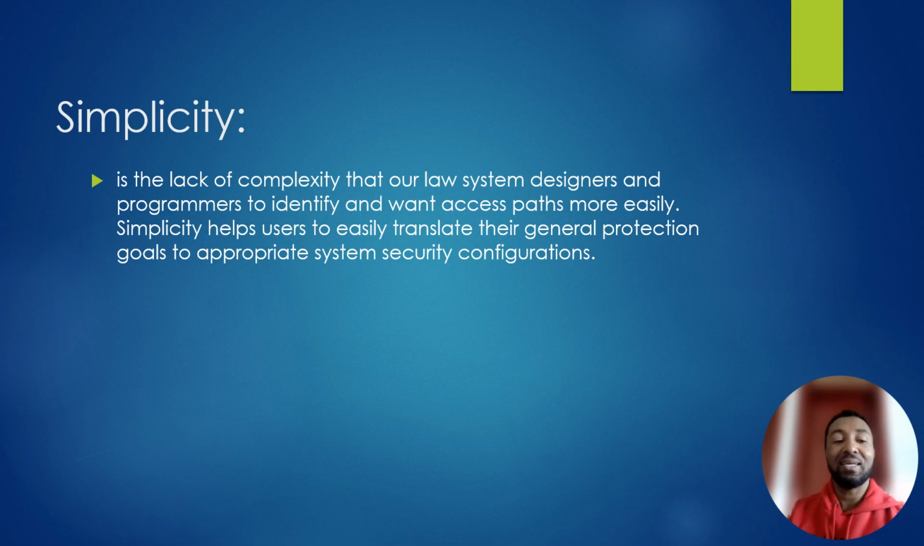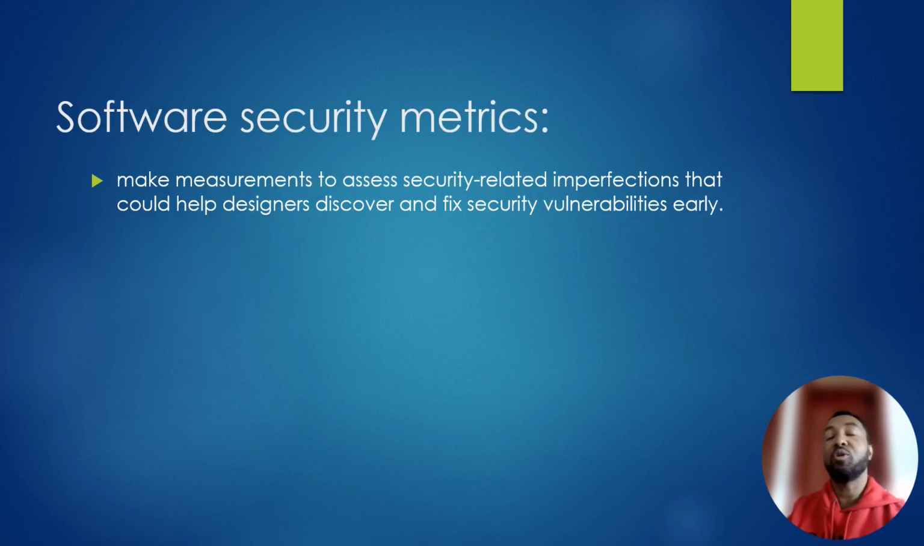Simplicity is a lack of complexity that allows system designers and programmers to identify and monitor access paths more easily. Simplicity helps users to easily translate their general protection goals into appropriate system security configurations. Software security metrics. Make measurements to assess security-related imperfections that could help designers to discover and fix security vulnerabilities early.